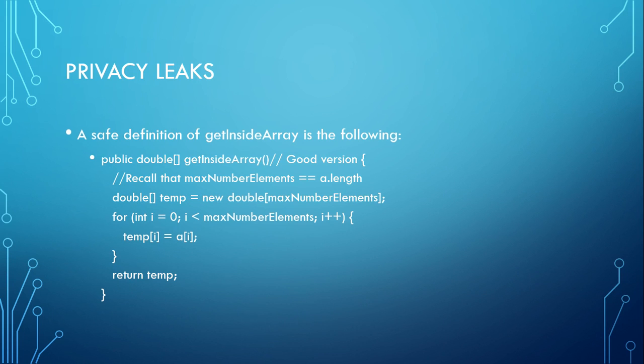A safer definition for getInsideArray would be the following. public double[] getInsideArray() { Recall that maxNumberOfElements is equal to a.length. double[] temp = new double[maxNumberOfElements]; for (int i = 0; i < maxNumberOfElements; i++) temp[i] = a[i]; return temp; }. So if you want the TLDR version of this: if you want to avoid privacy leaks when using accessor methods, you want to create a temporary array when you are pulling those values.